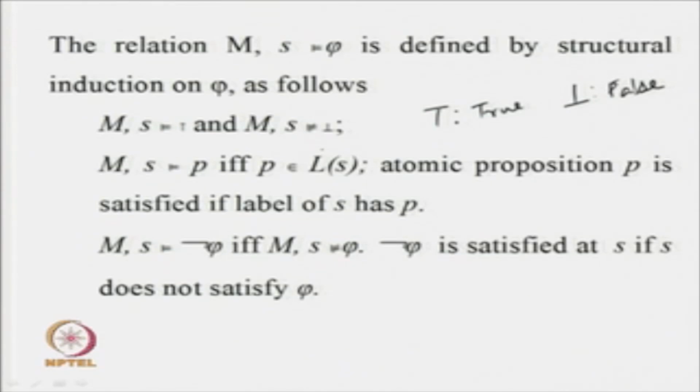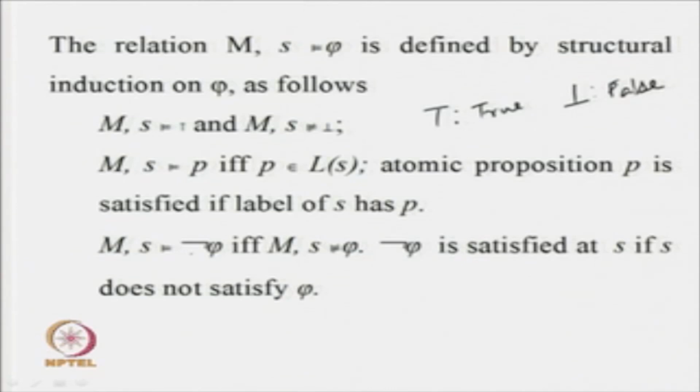Another one, the second rule: M, S models P if P is a member of the labeling function of this particular state. That means we are talking about the truth values of atomic propositions. If the state is labeled with this particular atomic proposition, then we say that this atomic proposition is true in this state. Similarly, if a state S of a model M models not of phi, that means the negation of phi is true here. Basically, this state S of model M does not model phi, so you can mark it with not of phi.